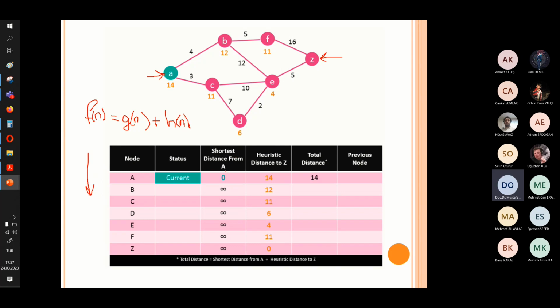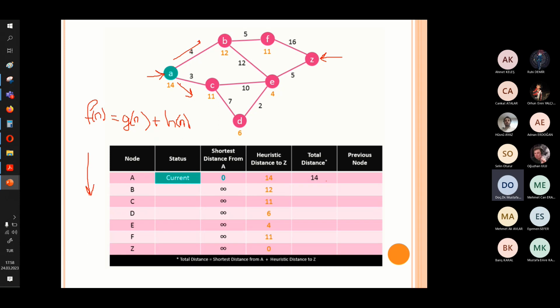Now, the shortest distance from A to A is 0. The heuristic distance is 14 and it has been given. So Fn will be 0 plus 14, and the total distance will be registered as 14 in the table. There is no previous node because we have started from A. The next step, as in the case of Dijkstra: A is connected to B and C, so we should calculate the shortest one.